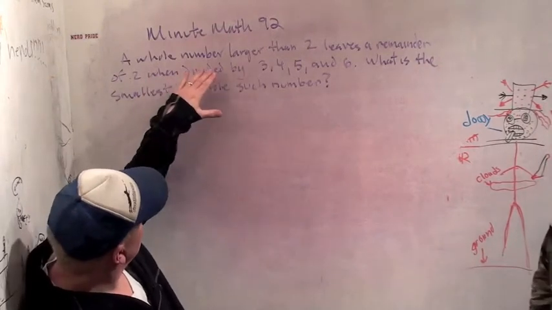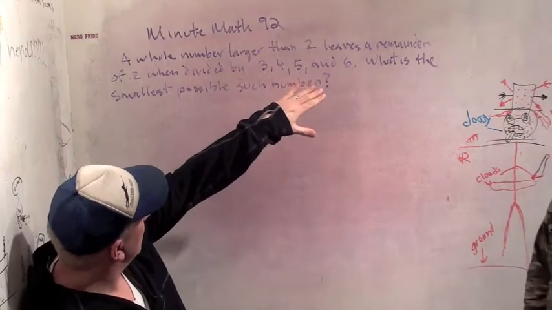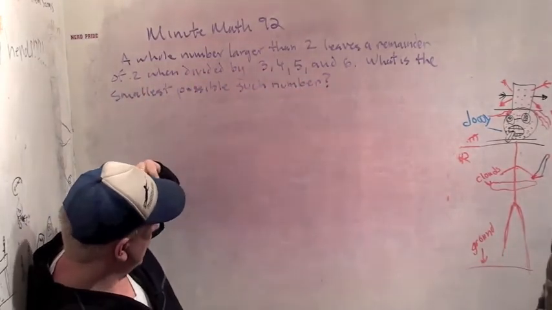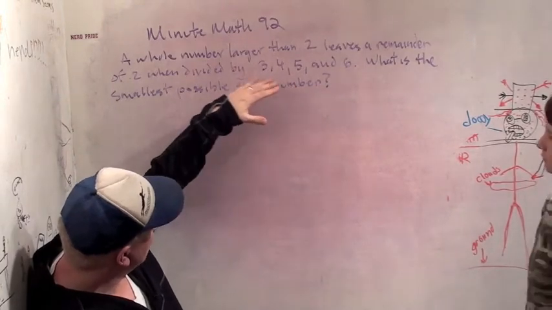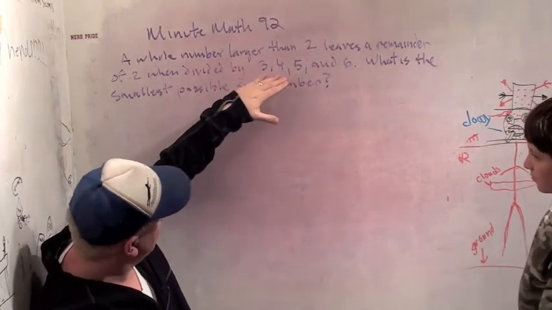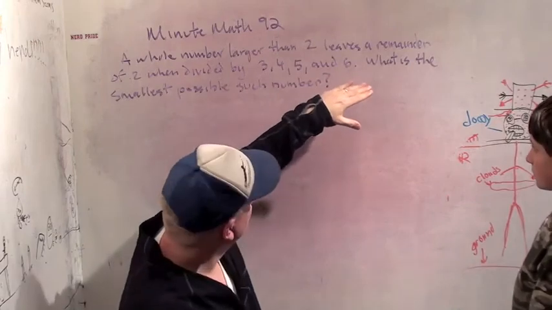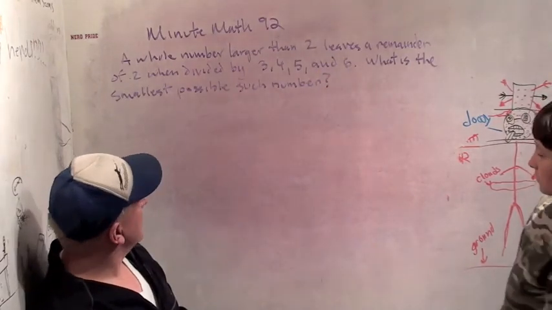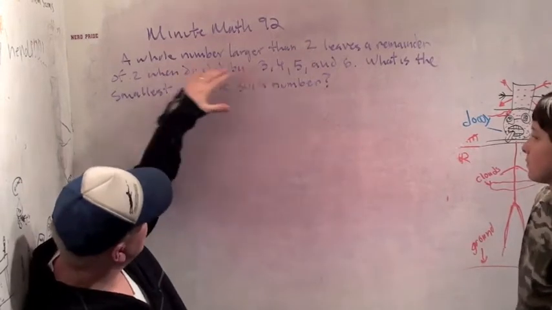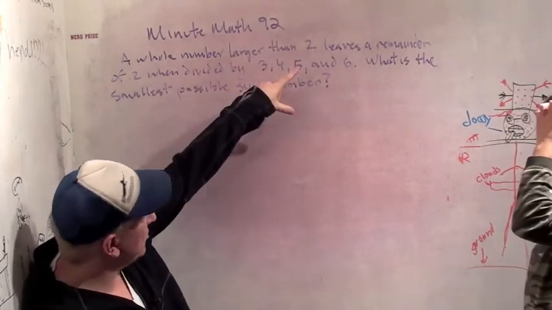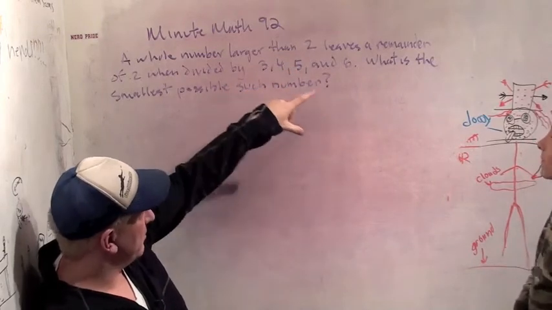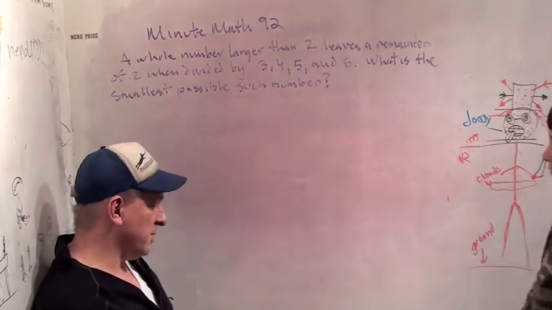A whole number larger than 2 leaves a remainder of 2 when divided by 3, 4, 5, and 6. I didn't really like how they worded that. It just means you have a number, and when you divide it by 3, 4, 5, and 6, you get a remainder of 2. What is the smallest possible such number? The reason they said it had to be bigger than 2 is because 2 would satisfy this, right? So they want to know what's the first one that's larger than 2.